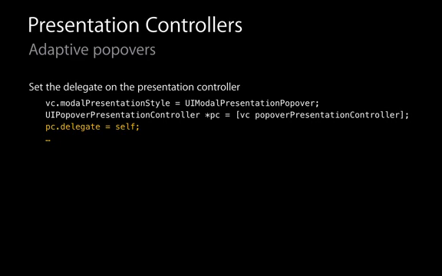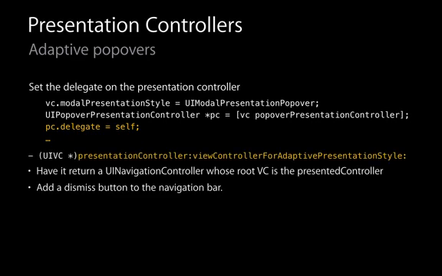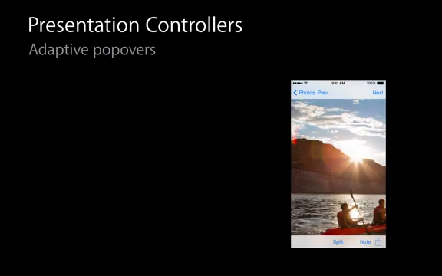Well, you might have recalled that there was another delegate API that I talked about that I deferred explaining why it was useful. We're going to go back to the delegate, and this time we're going to also implement presentation controller, view controller for adapted presentation style. So this is pretty nifty. What we're going to do is create a navigation controller whose root view controller is the currently presented view controller. We're going to add a dismiss button to that navigation controller's navigation bar, and then we're going to be good to go.